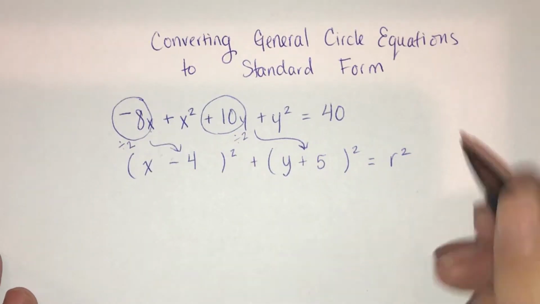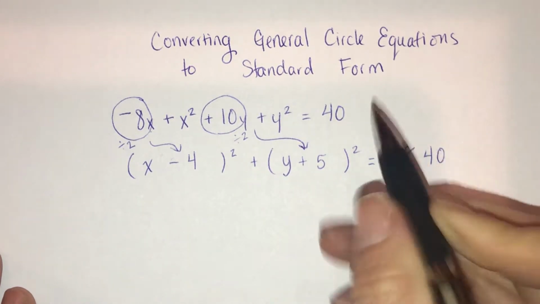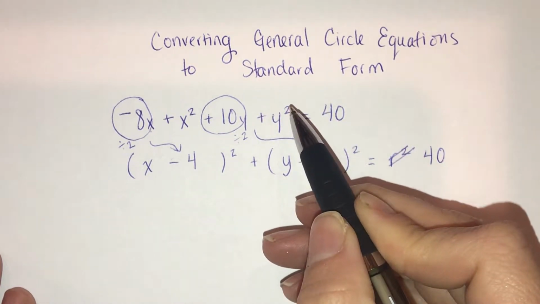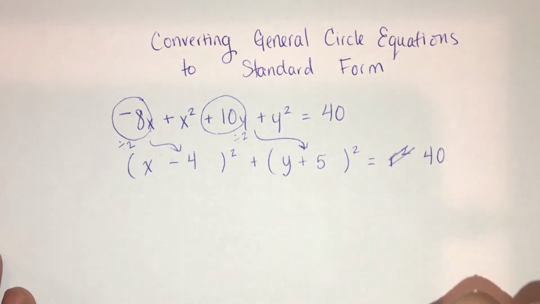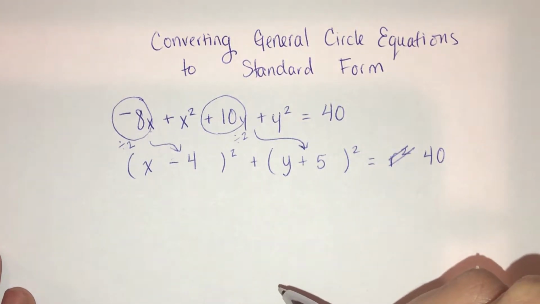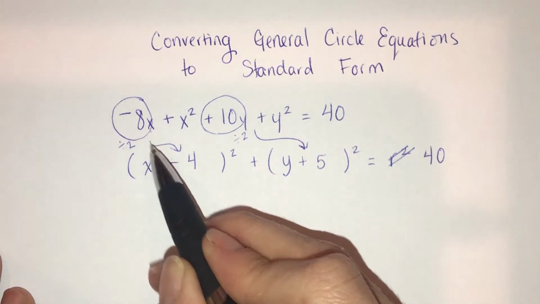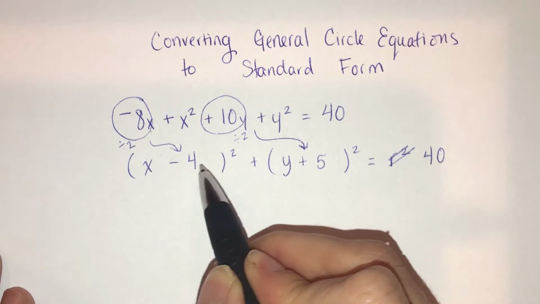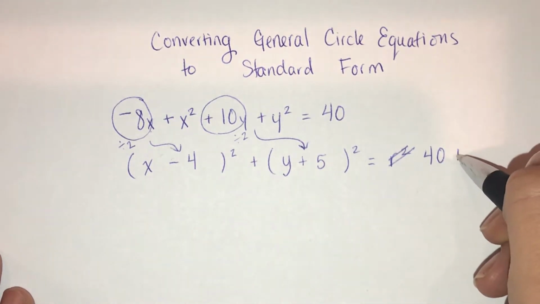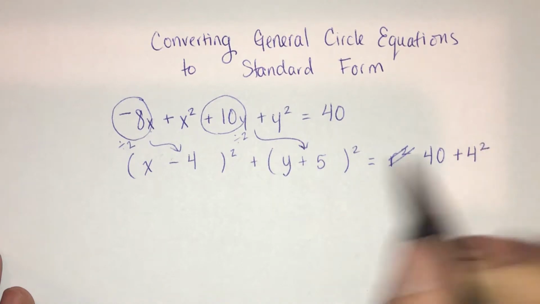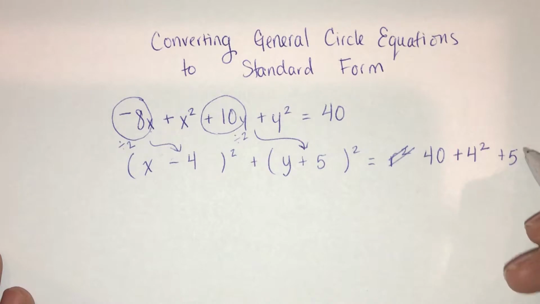And then I can keep my 40 here. Sometimes that 40 would be on the other side, in which case you would have to use the opposite sign to move it to the right side of the equation. And then the weird part is this number that we just took half of, we're actually going to square it. So this is 4 squared over here, so we're going to add 4 squared, and then this is 5 squared, so we're going to add 5 squared.